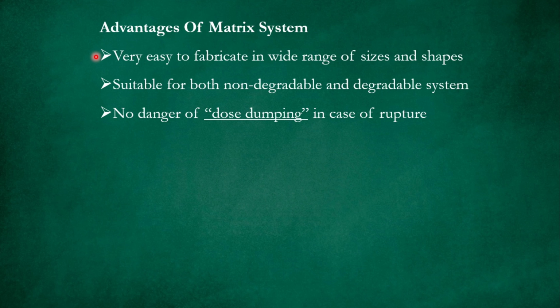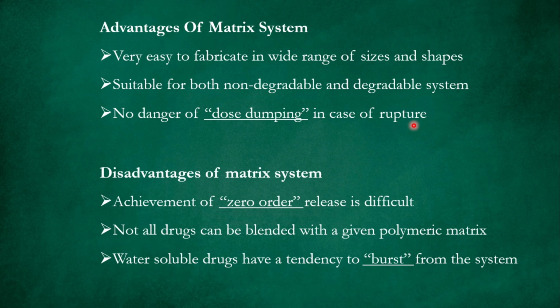It is very easy to fabricate in wide range of size and shape. The matrix system is suitable for both degradable and non-degradable systems. No danger of dose dumping in case of a rupture in the non-swellable matrix. Disadvantages of the matrix system. The achievement of zero order with this type of delivery system is difficult. Not all drugs can be blended with a given polymeric matrix. Water-soluble drugs tend to burst from the system.